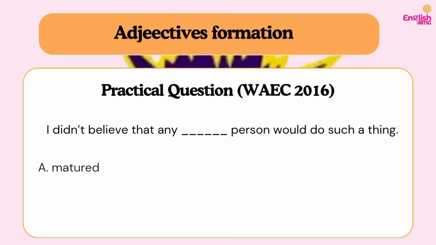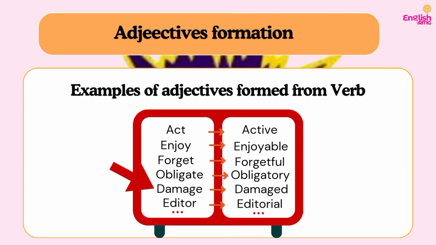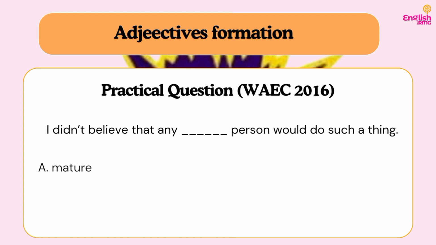So we have A, matured, B, mature, C, maturing, D, matures. So we want to look at the possible form of adjective that we can have from mature. B, mature is a verb. But what we are looking out for is an adjective. And don't forget that I said that when we want to form an adjective from some verbs like that, we only need to add D to it, just like we have damaged from damage. Do you understand? So back to our question.